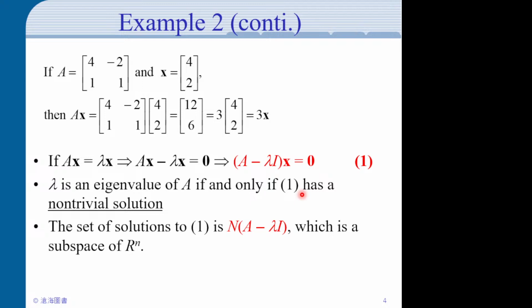So lambda is an eigenvalue if and only if this has a non-trivial solution, and this means that the null space of A minus lambda I is non-zero, and also a whole bunch of properties we have. For example, this must be a singular matrix. Then we know what the eigenvectors related to lambda are. If x is an eigenvector related to lambda, then this equation must be satisfied. That means that x is inside the null space of A minus lambda I.